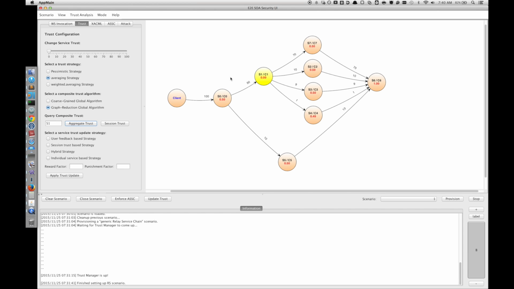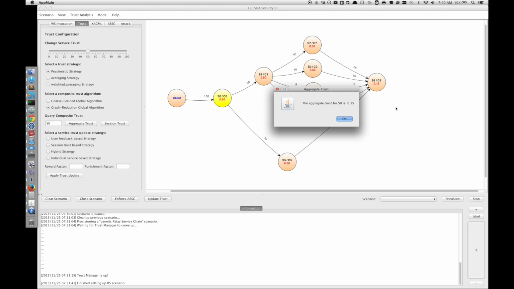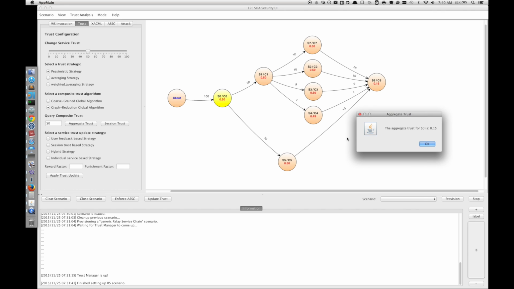Further, if we change these values again to 0.5, and we reduce the trust value of this service to 0.15, now we can query S0 with pessimistic, and we can see that it shows the trust value of the lowest trusted component or service here, which is 0.15, even though it's 3 hops away from the service that we are querying.